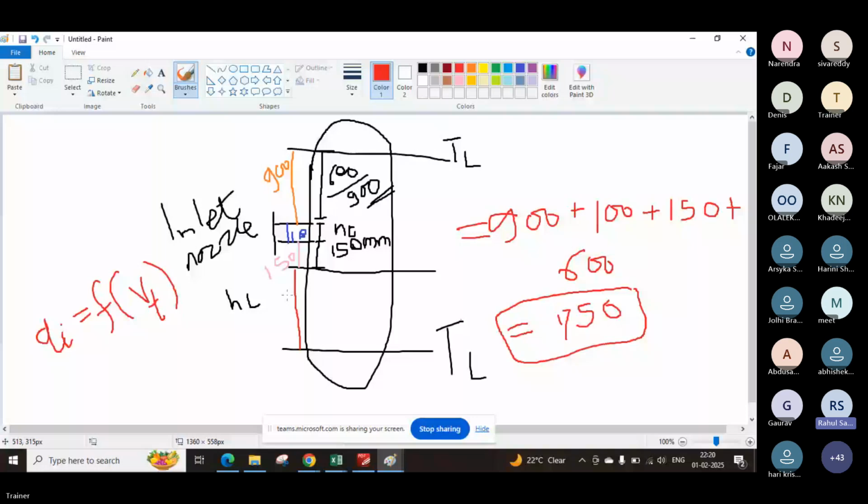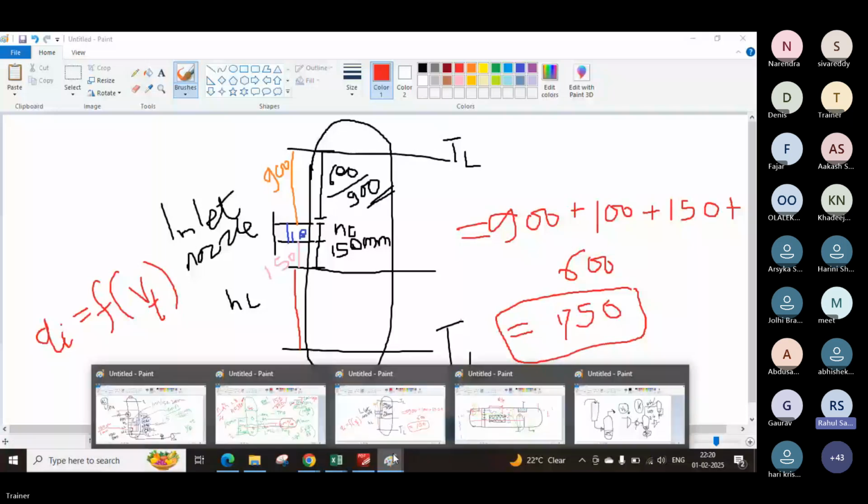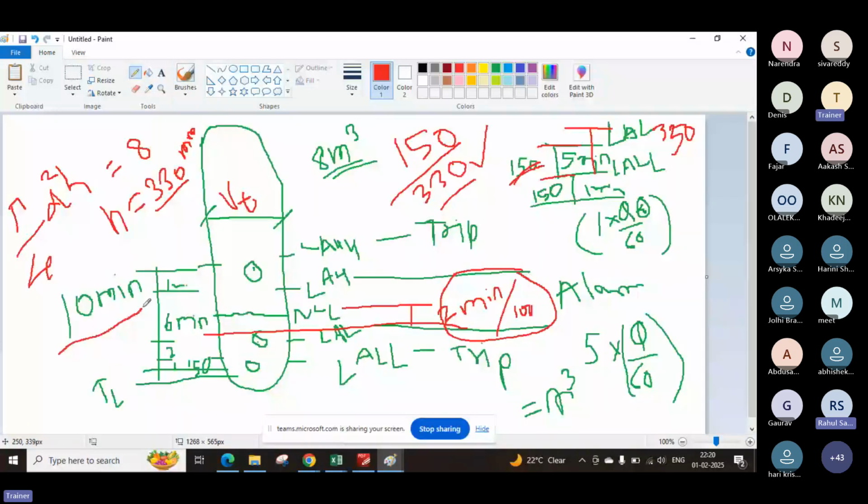Most of the cases, the response time of the operators used to be taken at 1 minute, or the length that we are considering between the normal liquid level and the low liquid level is usually taken as the same for almost all the cases, I think. And what we have considered like 5 minutes buffer is not usually taken in the industry, I think.